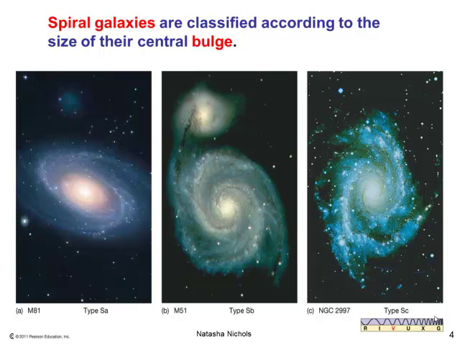Spiral galaxies are classified according to the size of their central bulge. Variation in shape among spiral galaxies is demonstrated in the pictures on this slide. As we progress from type SA to SB to SC, so from left to right, the bulges become smaller and the spiral arms tend to become less tightly wound.